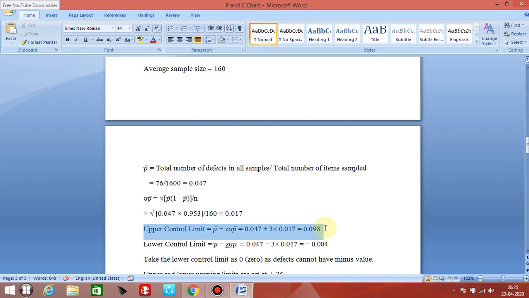Now if we use 3 sigma control limit, what will we get? First you have to find the upper control limit. P bar plus z into sigma P bar, where z equals 3. So we are getting 0.098. That is the upper control limit.